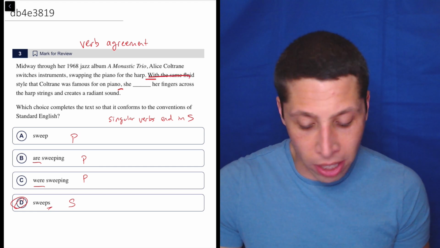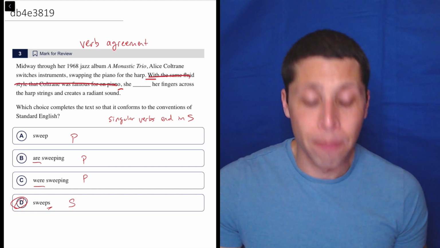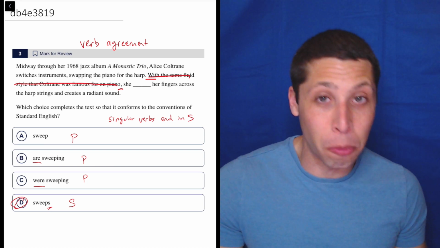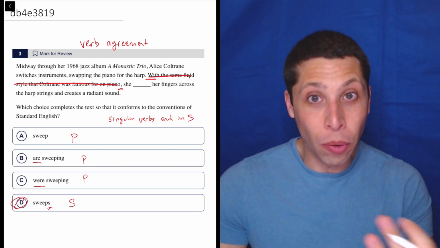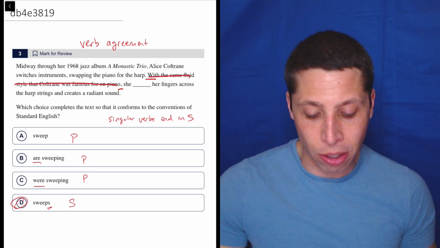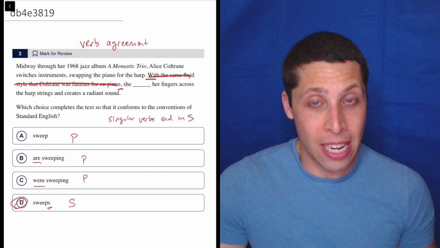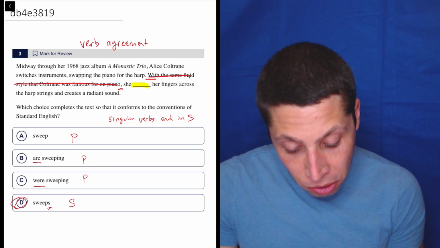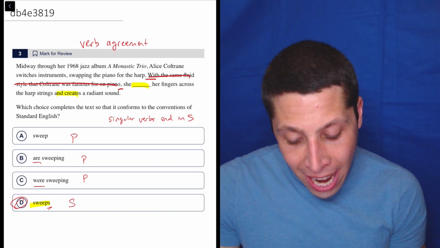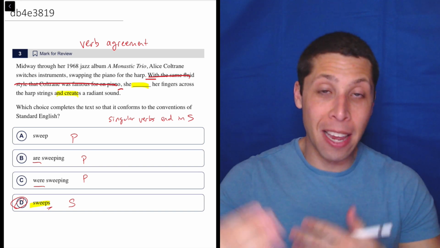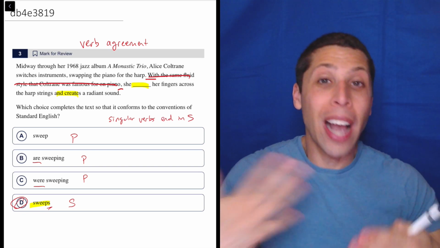So if it helps you, you can just kind of cross that out and just be like, okay, that's not part of the main sentence, and the main sentence is where the subject and the verb will be. So that's what matters. And then hopefully you can just hear, she sweeps her fingers across the harp strings and creates a radiant sound. That's what we need. Plus, we actually have some symmetry here. She sweeps, right? Sweeps and creates. There's two verbs that are both in the same tense and in the same singular, right? So we've got a lot of evidence here.